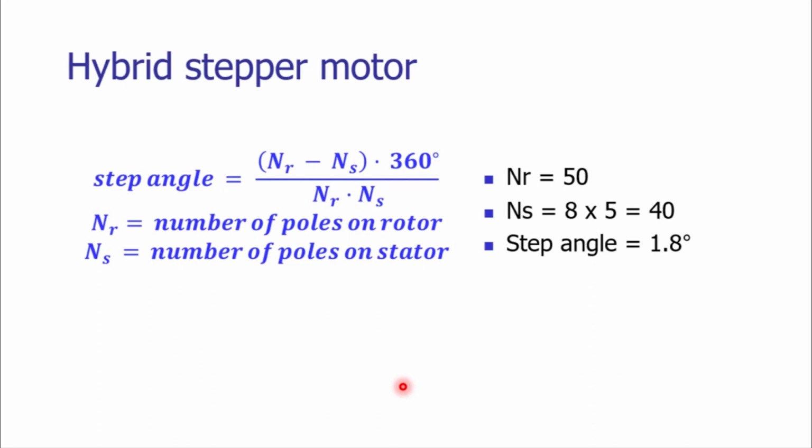Let us take another example in which the number of poles on the rotor is 50 and we are increasing the number of teeth on the stator poles. So by having 2 more teeth on the stator pole, we get the number of teeth on the stator as 40. We are increasing the number of poles on the rotor as well. We are increasing the number of teeth on the rotor to 50. So if you take NR as 50 and NS as 40, you can notice here we got a very good step angle, that is 1.8 degrees.